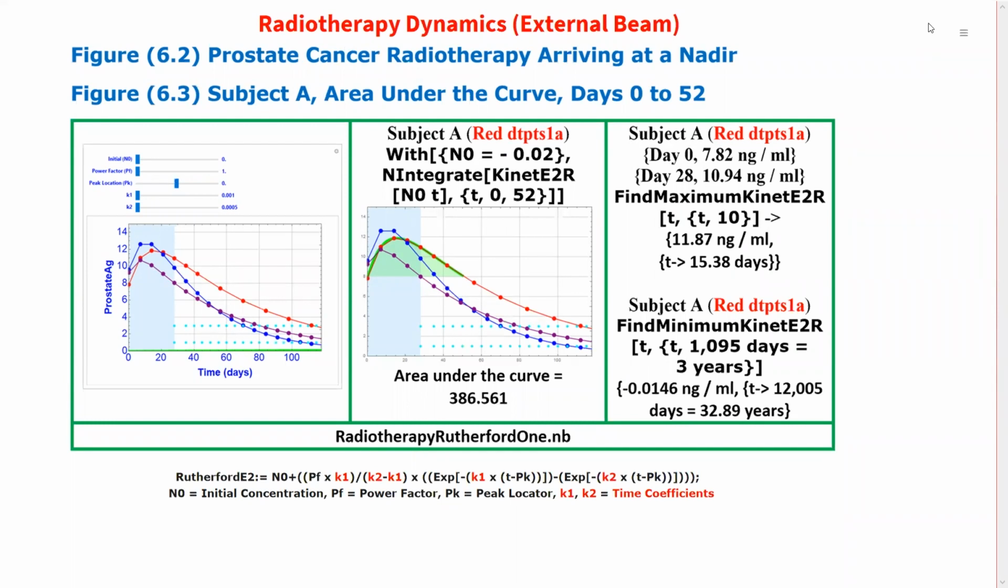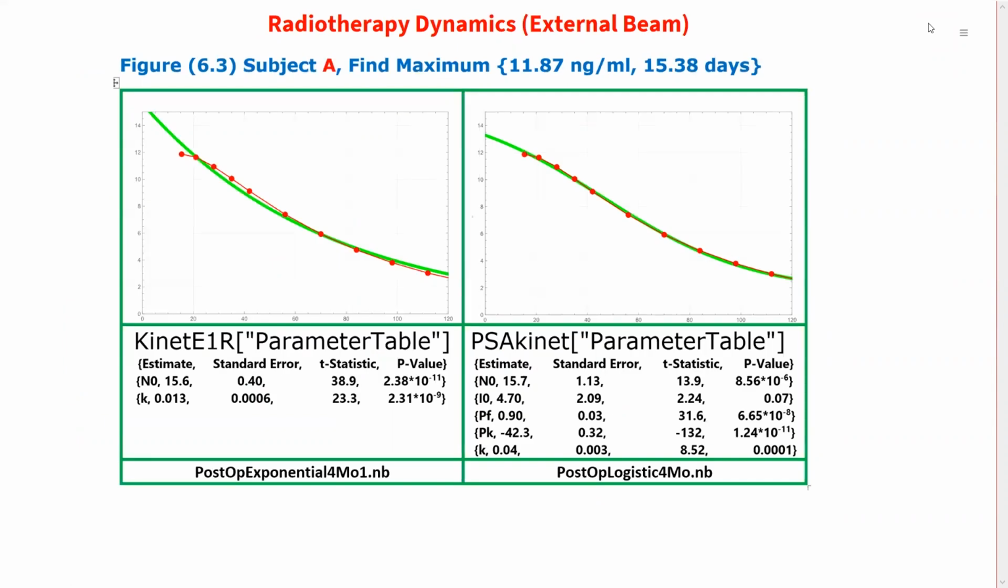So obviously, you want to be purple dots or blue dots. You don't want to be Mr. Red Dots. And I set up an integrate so you can calculate surface areas under the curve and also find maximum and find minimum. And you can see his equation has basically 2 time coefficients.